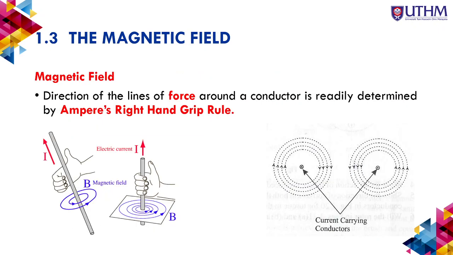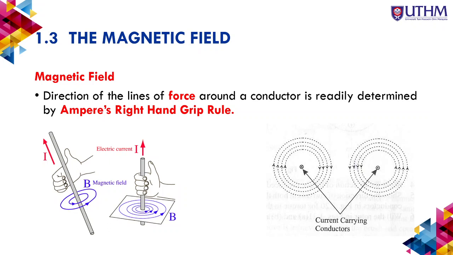Okay, so this is I think the basic general principle, where the direction of the lines of force around a conductor is readily determined by Ampere's right hand grip rule. Okay, so just a hand grip. Easy to say right hand grip rule, because some of them use a right hand rule, like this. This one is a grip. We can say it is the right hand grip rule.